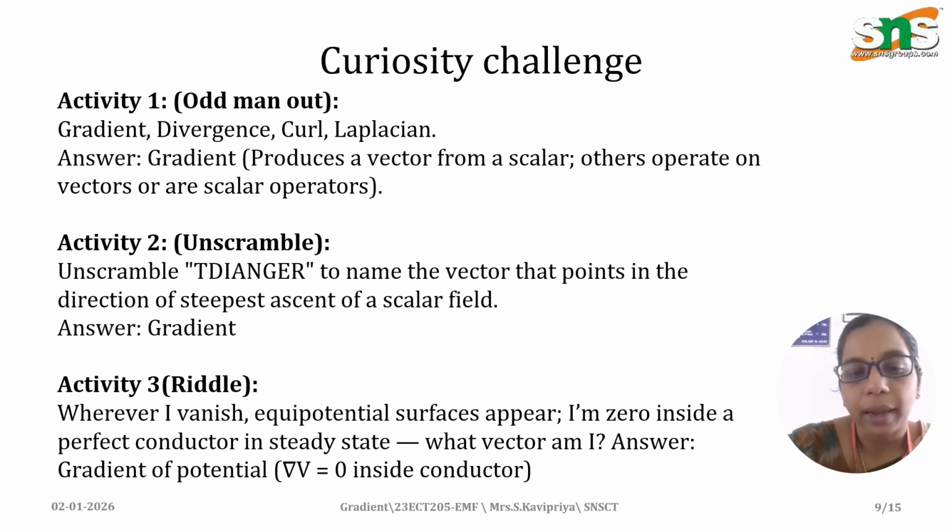The second one is an unscramble. The answer is gradient. The gradient is a vector operator that points in the direction of the steepest ascent of a scalar field. The third one is a riddle. I am 0 inside a perfect conductor, which is the gradient of a potential. So the gradient of the potential is 0 inside a perfect conductor.